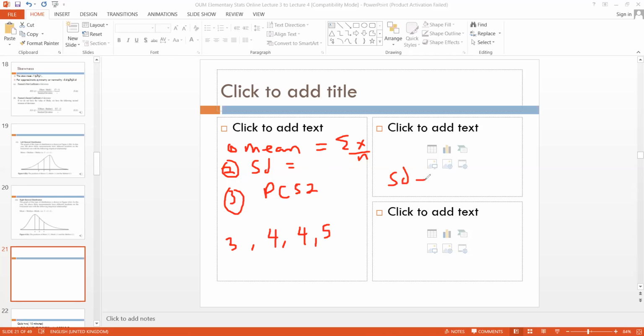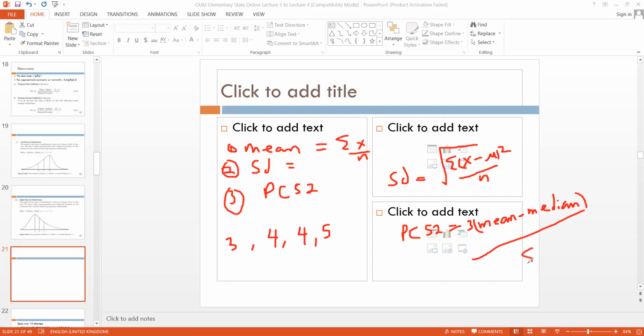So the standard deviation, I'm putting the formula here. That's the square root of summation x minus mu, square, over what? Over n. And then the Pearson's coefficient, second coefficient of skewness, is 3 times the mean minus the median, over the standard deviation. So do the calculation for me. I'm waiting for your solution this time.